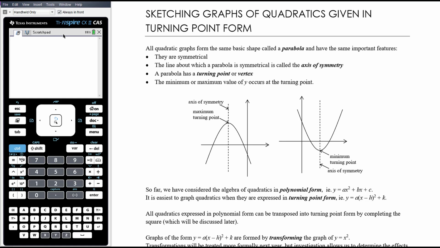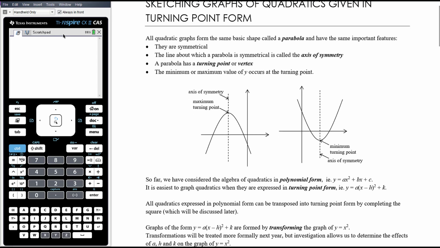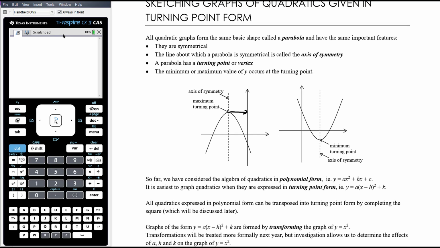The parabola has a turning point or a vertex, and the minimum or maximum value of y occurs at the turning point. So the example on the left over here, we have a maximum turning point. That is the maximum y value on that parabola. It doesn't get any higher than that. This graph here on the right has a minimum turning point. That is the minimum y value.